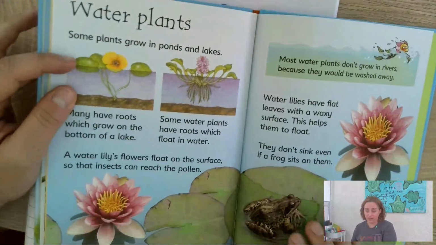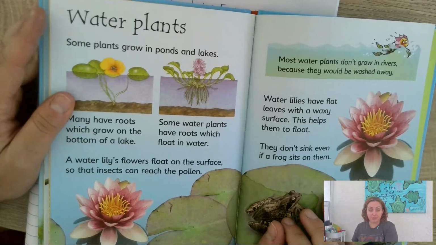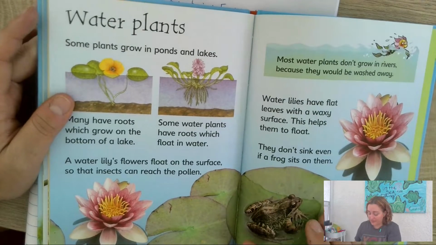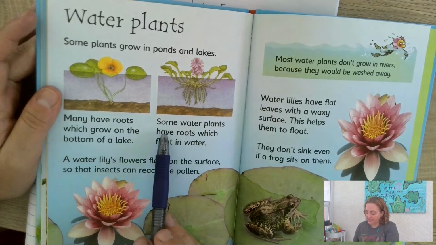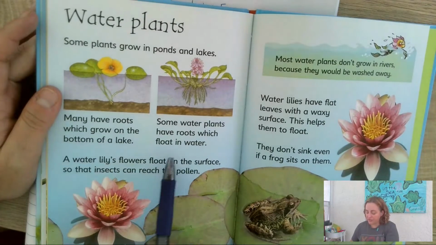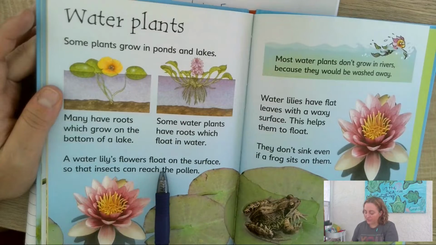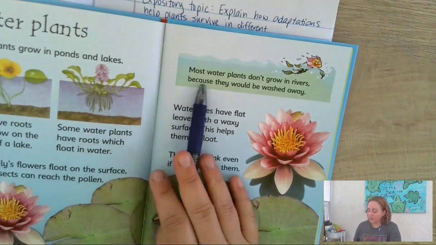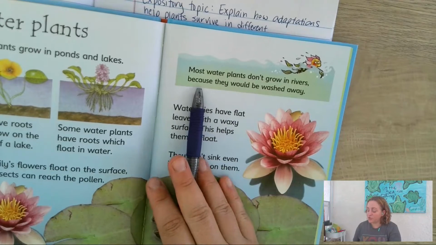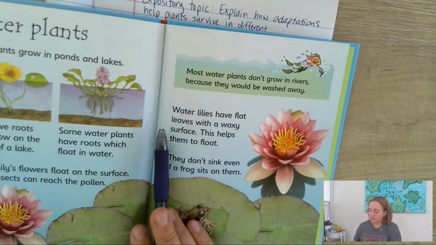Here's even more I could look at about water plants. So these are plants that actually grow in water, right? They may have roots which grow on the bottom of the lake. Some water plants have roots that float in the water. The water lily flowers float on the surface so that insects can reach the pollen. Most water plants don't grow in rivers because they would be washed away.